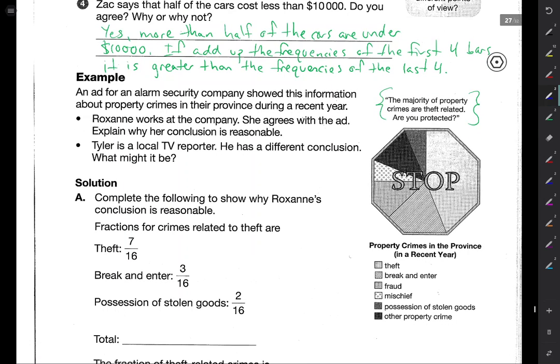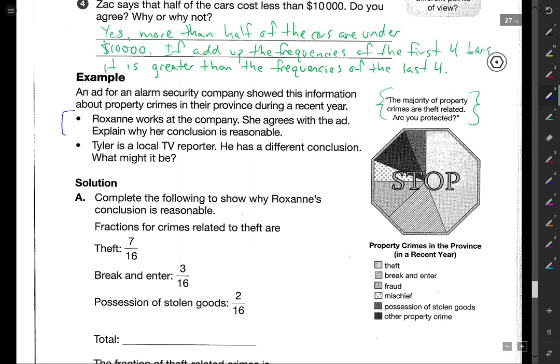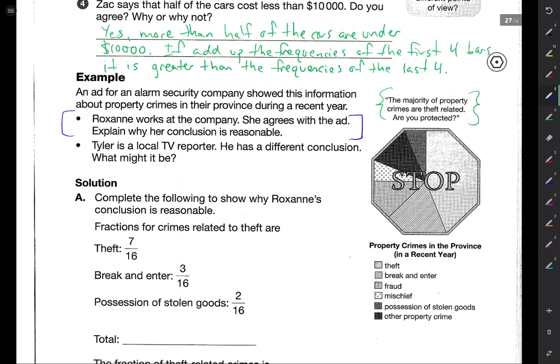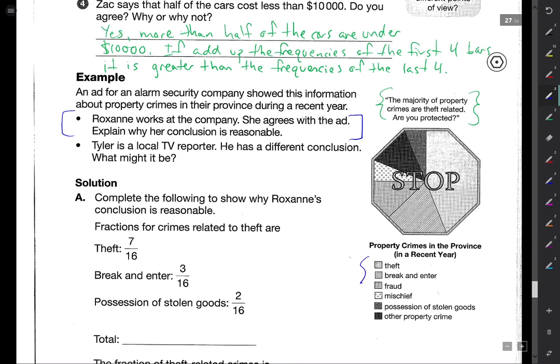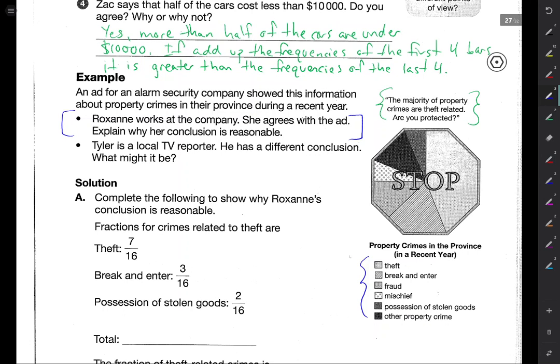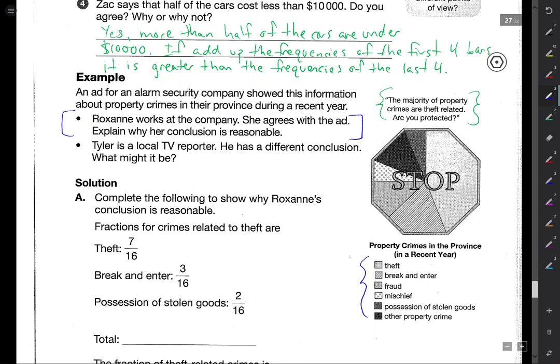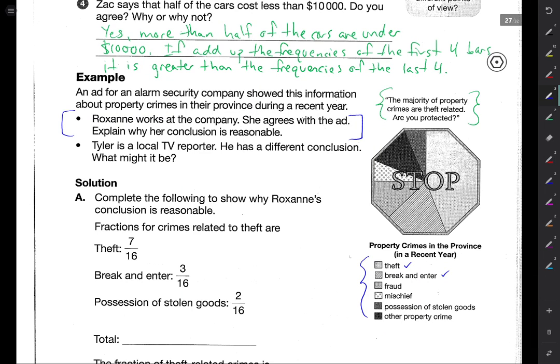So they're representing this data in a circle graph. For number 1, it says Roxanne works at the company. She agrees with the ad. Explain why her conclusion is reasonable. This ad is stating that the majority of property crimes are theft related. Let's look at these examples of property crimes and which ones are theft related. Theft includes a few things. That includes, obviously, theft. That includes break and enter. If you break and enter somewhere, you're probably stealing something, so we'll include those in it.